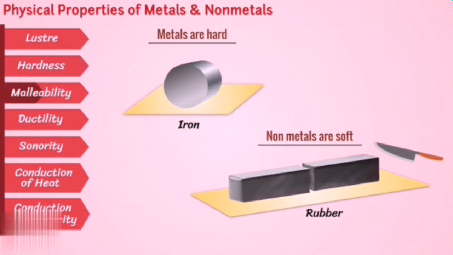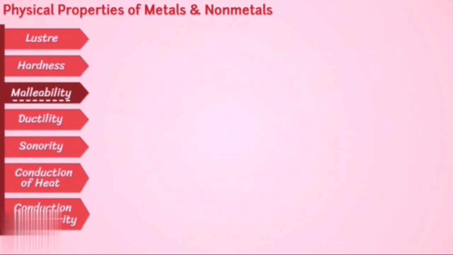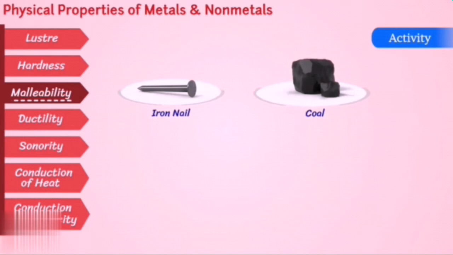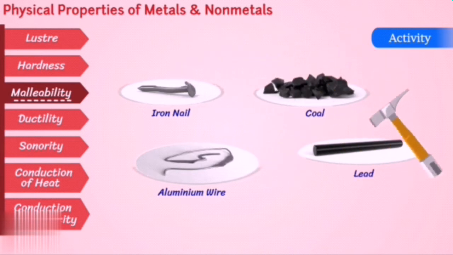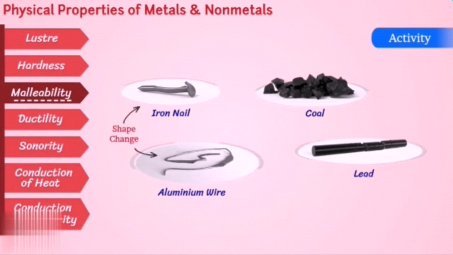Third property is malleability. Take an iron nail, coal piece, an aluminium wire and a pencil lead. Beat each of them with hammer. What do you observe? Iron nail and aluminium wire change their shape, but coal piece break into pieces. Harder we beat, greater is the change of shape.